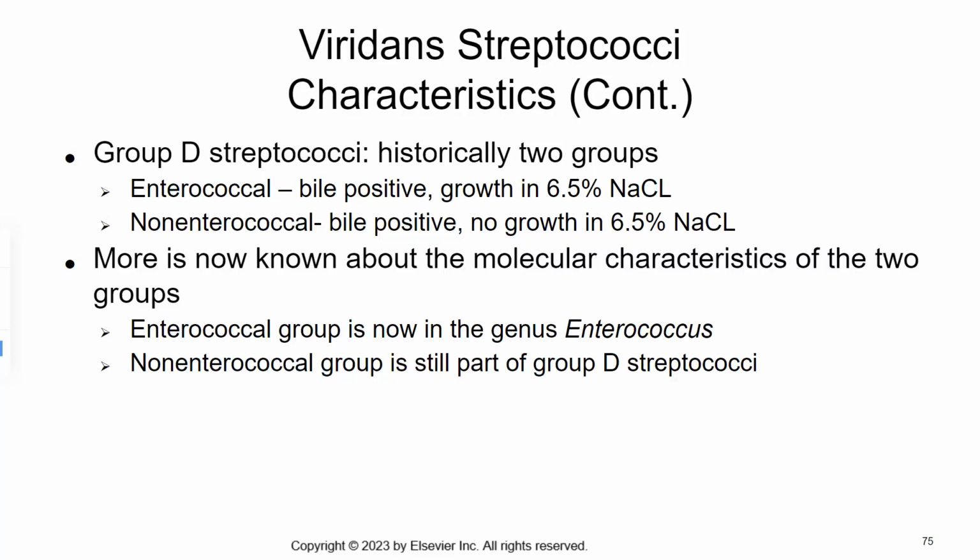Group D strep historically has 2 groups, the enterococcal group and the non-enterococcal group, and these can be differentiated by the sodium chloride. So the enterococcal groups are bile positive, and they grow in 6.5% sodium chloride. The non-enterococcal are bile positive, but they do not grow in 6.5% sodium chloride. More is known about the molecular characteristics of the 2 groups.